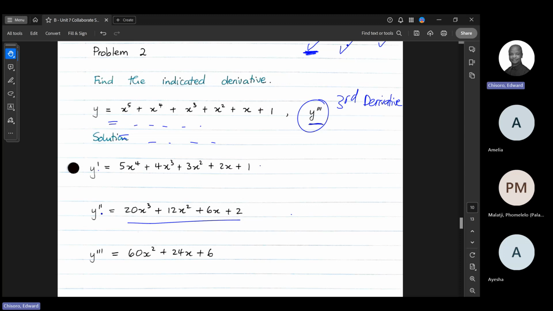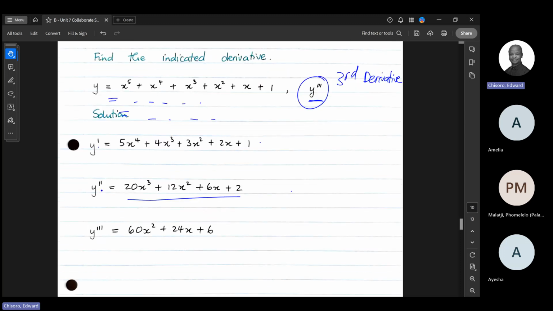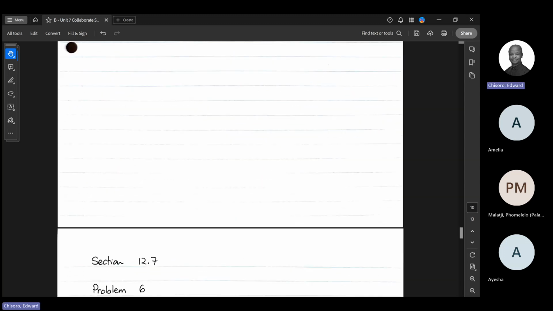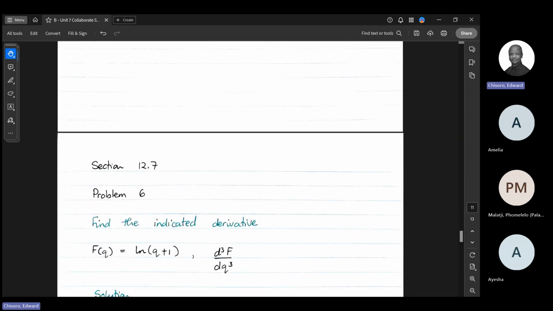Right. So if you wanted to get your fourth derivative, so I'll just do that. Your fourth derivative, that would be 120x plus 24 plus nothing, and so on, right? But we did ask only to get to the third derivative. Cool. Right, so we will go on to problem number 6.